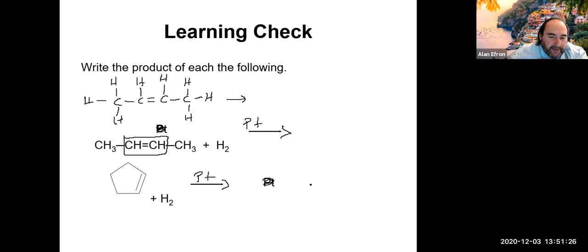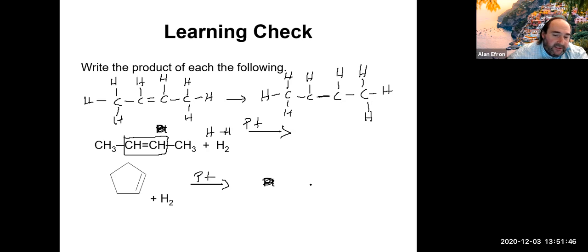So when this happens, absolutely, positively, everything is exactly the same. The only difference is I'm going to make my double bond into a single bond right there. But nothing else happens. Nothing weird happens. No rings start forming or anything crazy like that. And in this case, H2 is basically two hydrogens.